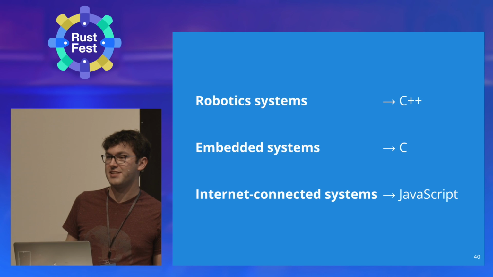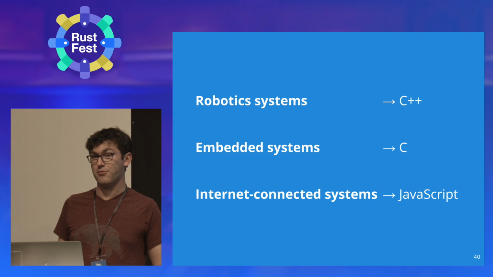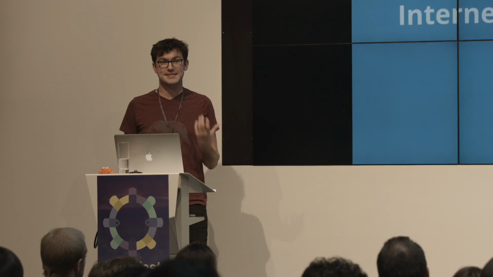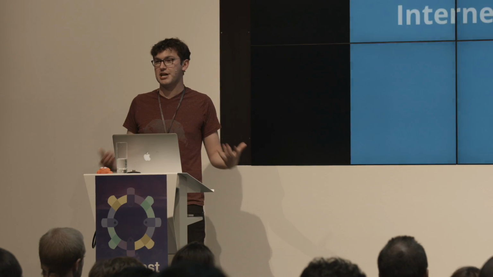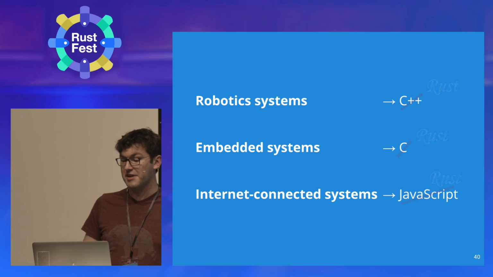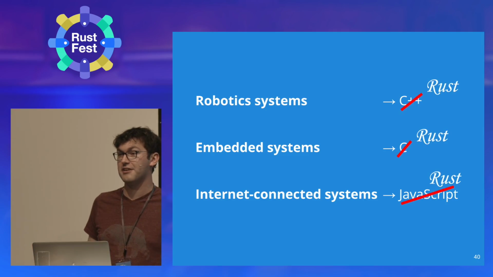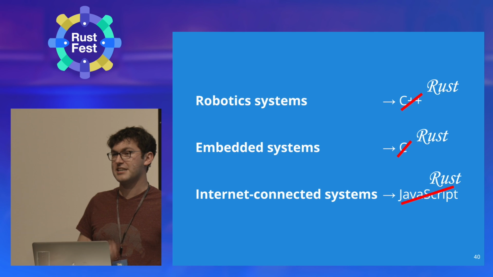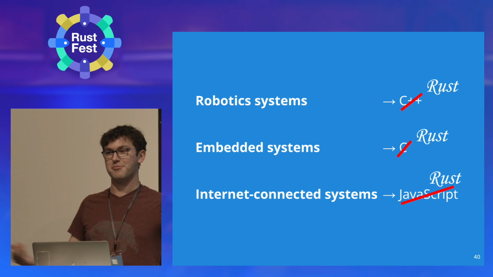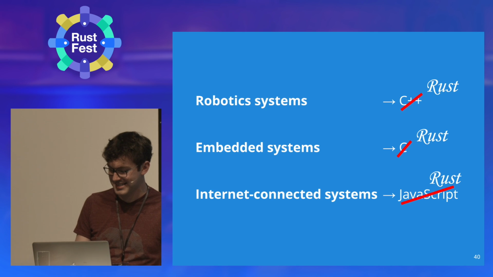And if we're able to do that, then I think Rust, where previously we would pick C++ for robotics, C for embedded systems, and maybe JavaScript for internet-connected systems like servers and browsers, we might see Rust fill all of these niches in a very compatible way and actually make Rust one of the premier languages of the Internet of Things. And that would be an amazing goal for me, and I hope you share that idea.